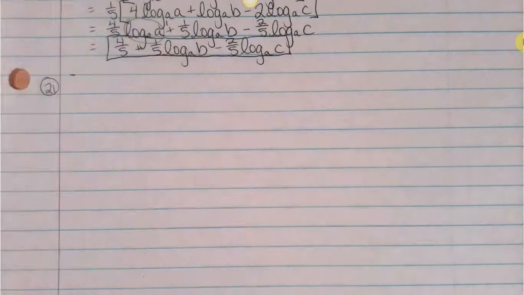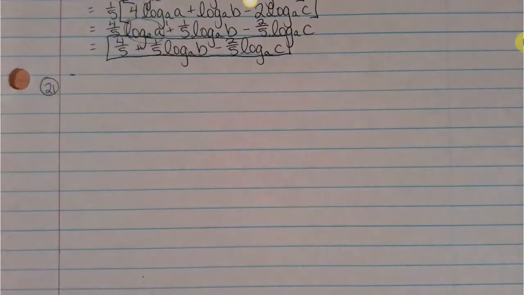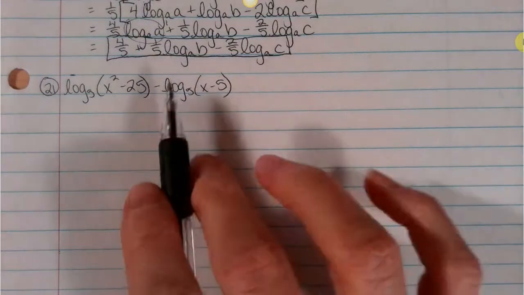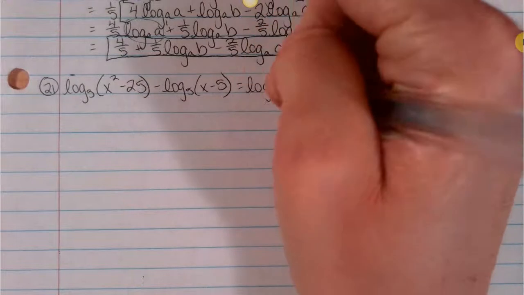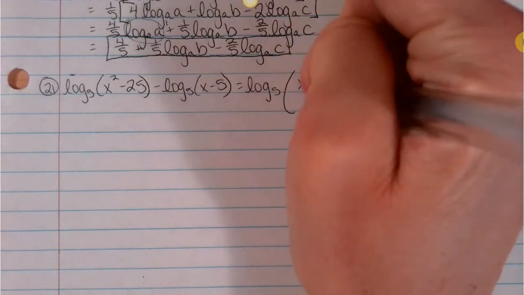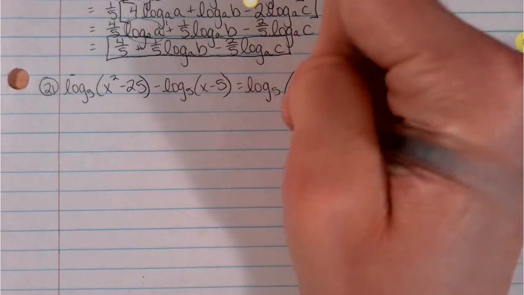Starting with number 21, we're going the opposite direction. Now we want to condense the given expression into just a single log expression. So in 21, we're given the log base 5 of x squared minus 25 minus the log base 5 of x minus 5. So a subtraction of logs we can turn into a division. So this would be the same as the log base 5 of x squared minus 25 over x minus 5.